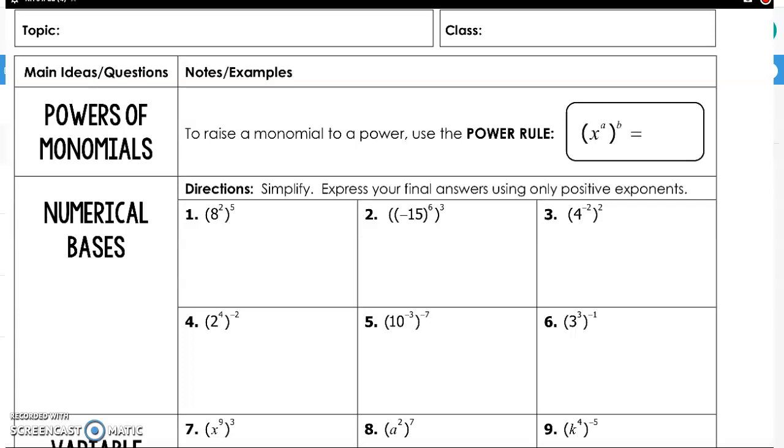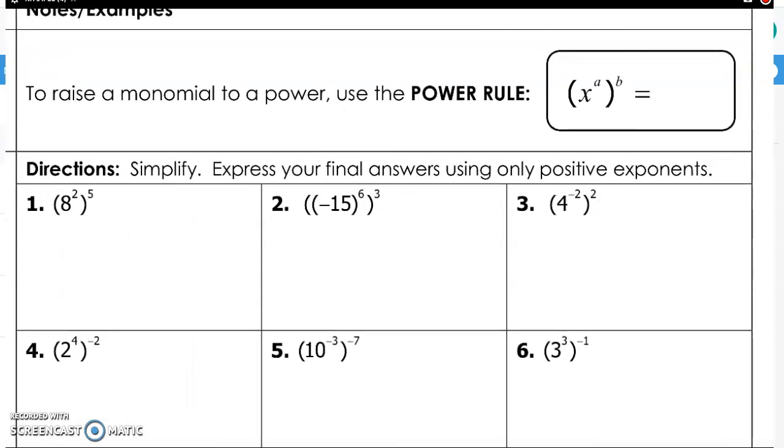On page 2-15, we are going to look at taking a monomial, so one term, to another exponent, so a power of a monomial. So when you have a power to a power, you multiply, so x to the a to the b is x to the a times b. So we're going to do the odd ones on this video, and then we'll do the even ones on another video.